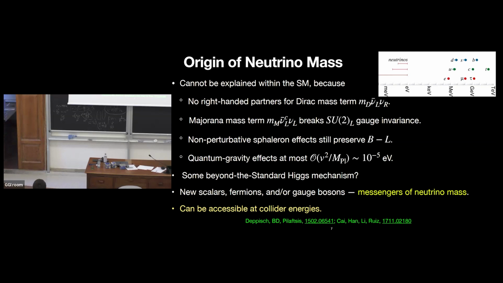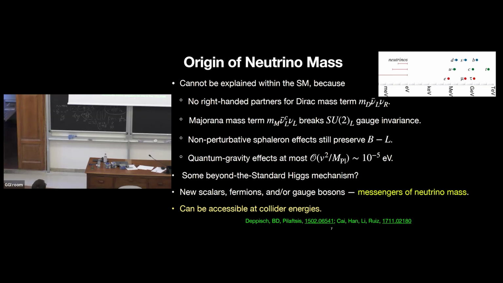Well, it turns out that even if you write the simplest, lowest dimensional operator, the dimension 5 Weinberg operator, and then take the quantum gravity corrections, they will go like v squared over M Planck, where v is the electroweak scale. If you just plug in the numbers, you find this is 10 to the minus 5 electron volt. This is in the ballpark, but actually smaller than the atmospheric splitting. So we cannot explain at least the atmospheric splitting with that.